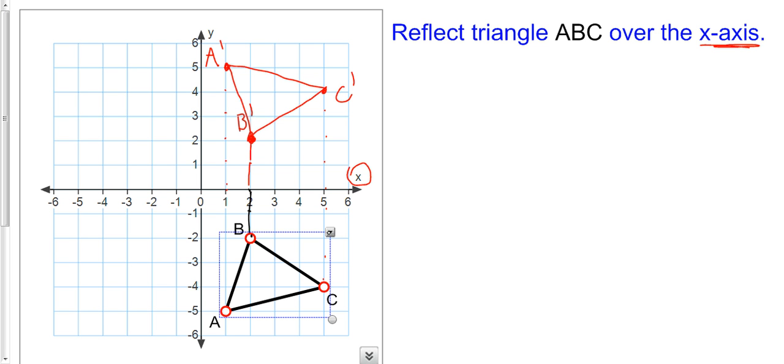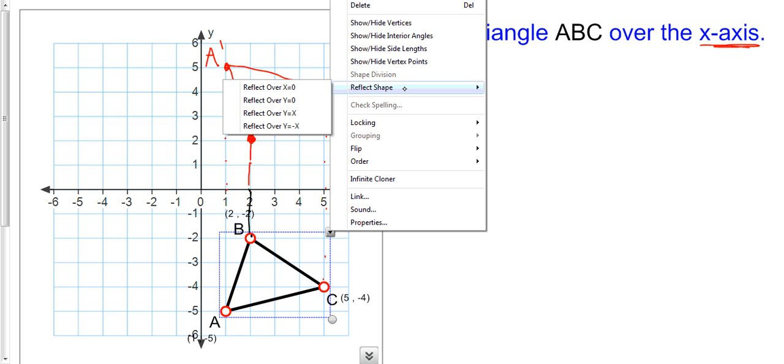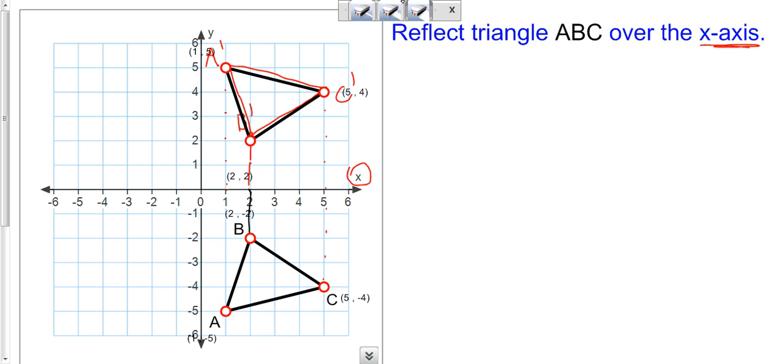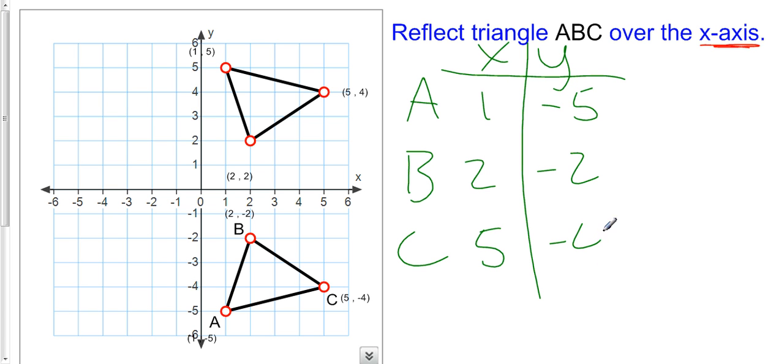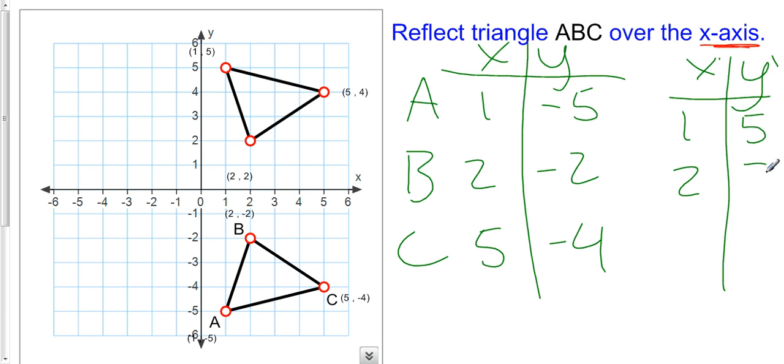Let's have a look. Let's show the vertex points here, and let's reflect this. This time we're reflecting over y equals 0. Now actually what I'll do is erase my drawing there. So there we have it. Let's have a look at the points. I have my original A, B, C, x, y. My original points were 1, negative 5, 2, negative 2, 5, negative 4. What are my new points? We'll call these x prime, y prime. My new points are 1, 5, 2, 2, and 5, 4. This time, notice that all my x values are the same.